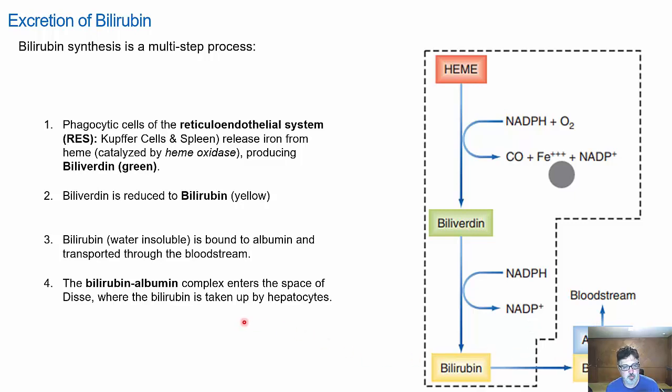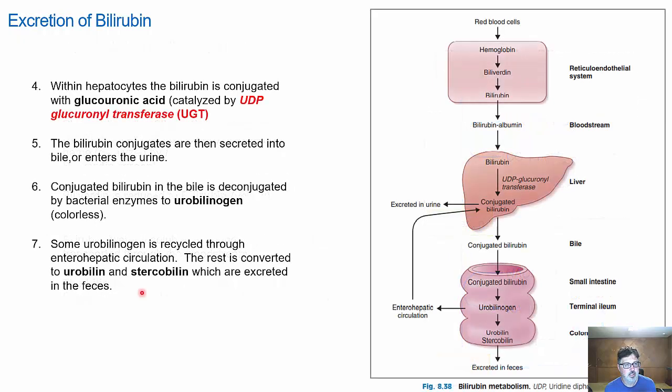Ultimately, this bilirubin will be taken up by the hepatocytes. Active transport will pull it right off the albumin, taking it into the cell where it can either be conjugated or modified. Here's our bilirubin-albumin complex, and the bilirubin is getting taken up. We then have a special enzyme in here called UDP-glucuronyl transferase that can conjugate the bilirubin with glucuronic acid, and that's going to make it water soluble.